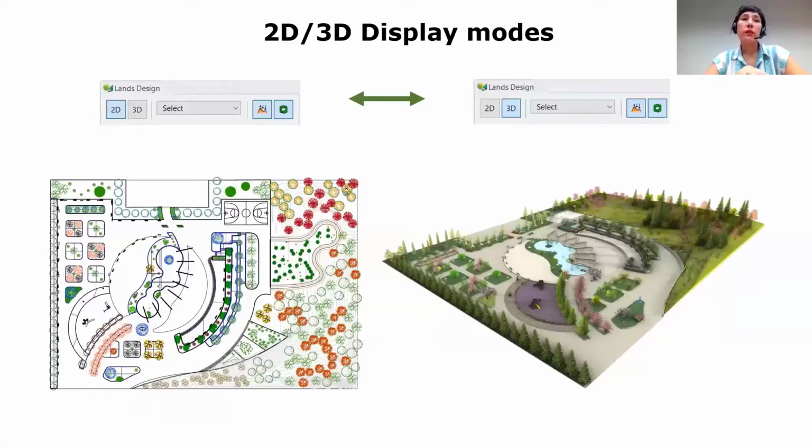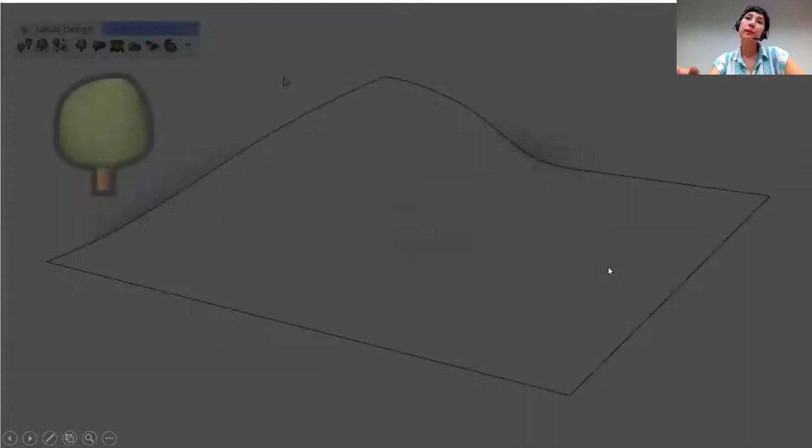You can shift between 3D and 2D easily just by one click. So as you see in 2D, we have different blocks representing the 2D shape of plants and other objects. And in 3D, as you see, we have a 3D model.